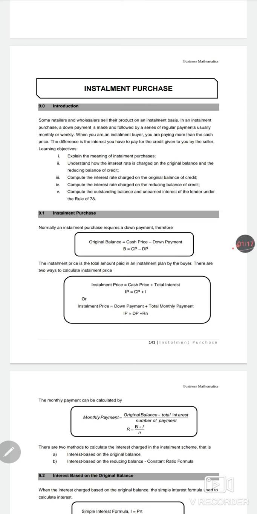Okay, so saya terangkan kat sini apa maksud installment purchase. Normally, an installment purchase requires a down payment. Therefore, original balance equals to cash price minus down payment, or B equals to CP minus DP. B for original balance, CP for cash price and DP for down payment.